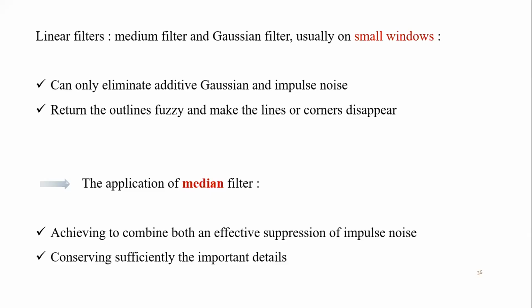A linear filter like the median filter and Gaussian filter, usually on a small window, can only eliminate Gaussian and impulse noise, but it blurs the outlines and makes the lines or corners disappear. So here is the interest of applying a median filter, which manages to combine both an effective suppression of impulse noise and sufficient conservation of the important details.